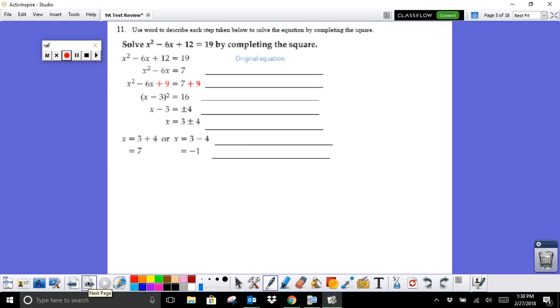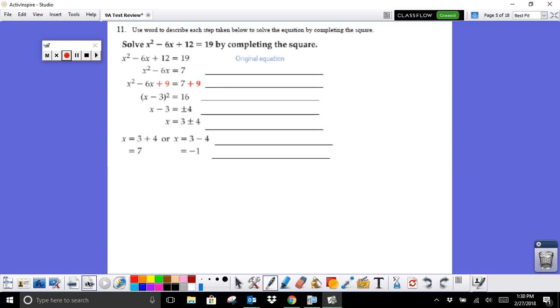All right, number 11. This says, use words to describe each step taken below to solve the equation by completing the square. All right, so we're getting into completing the square here. We start with that equation. Okay, and so we have the original equation. What would we do next?